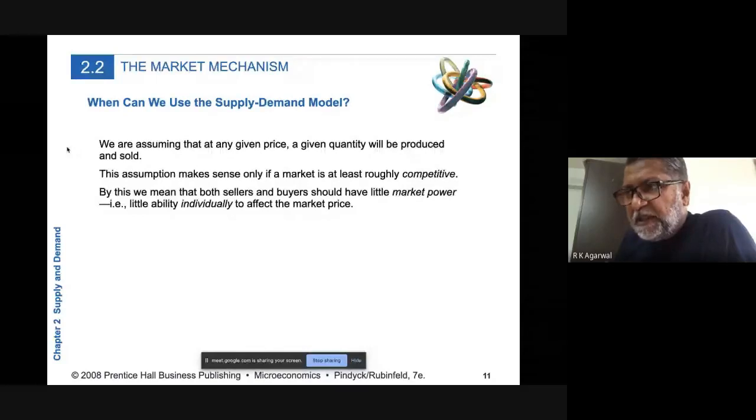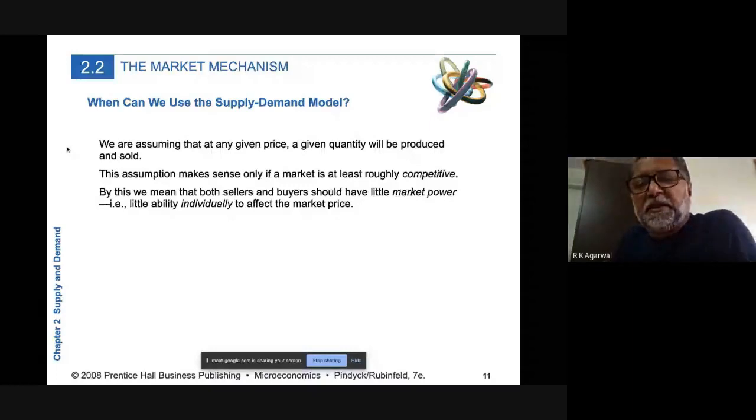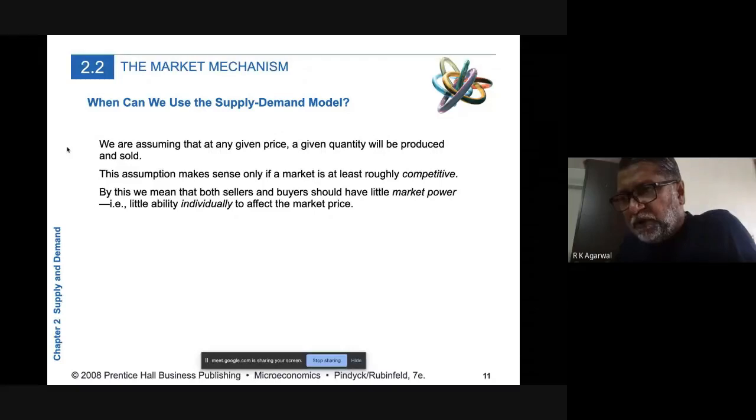Monopoly. In a monopoly, what do you think is the market power of the monopolist? Does he have some market power or no market power?